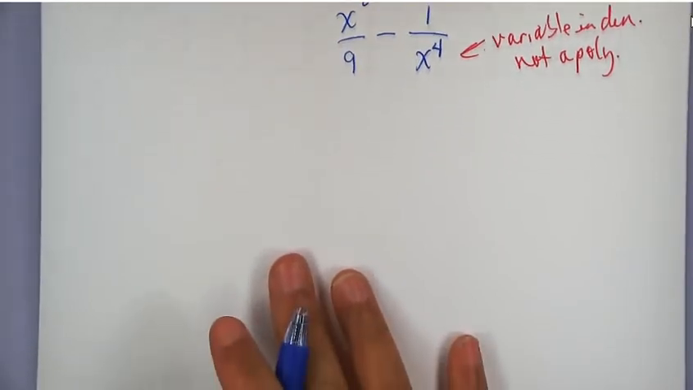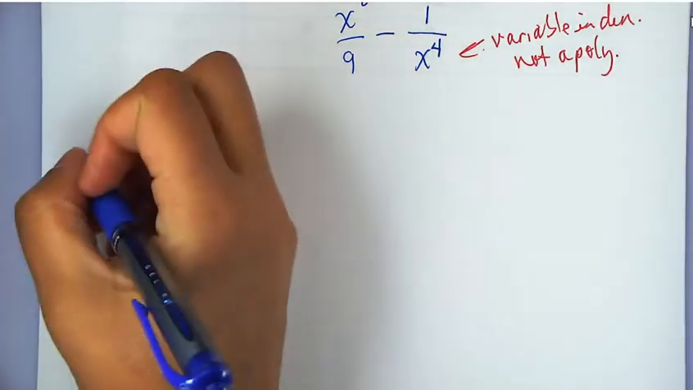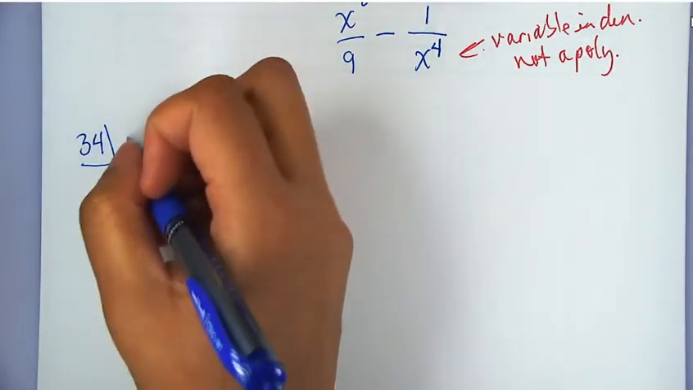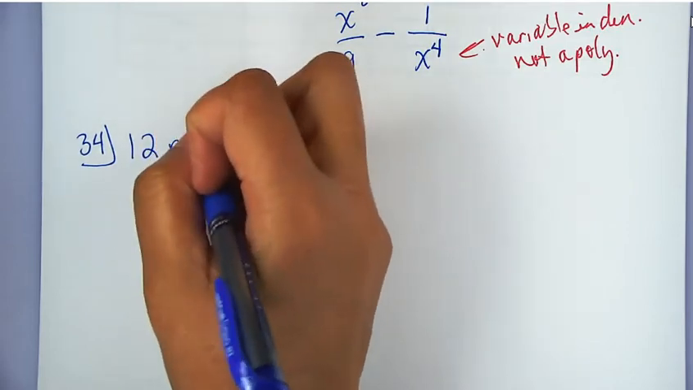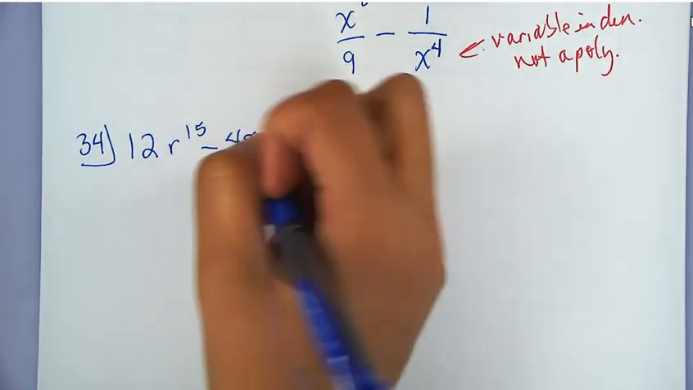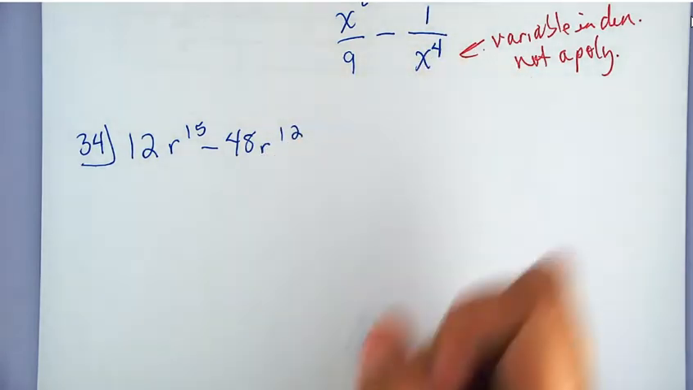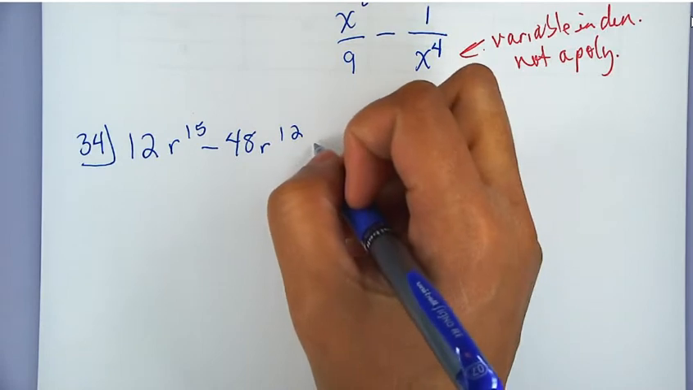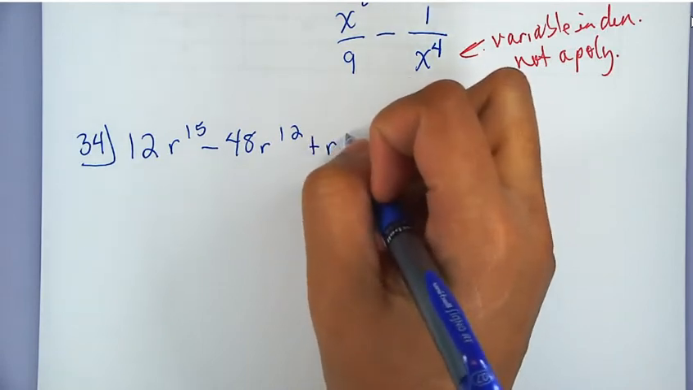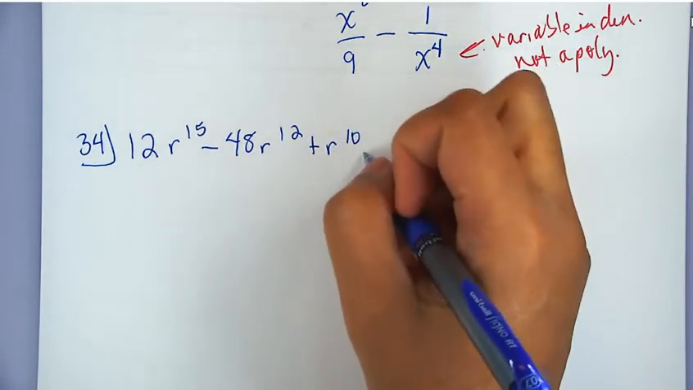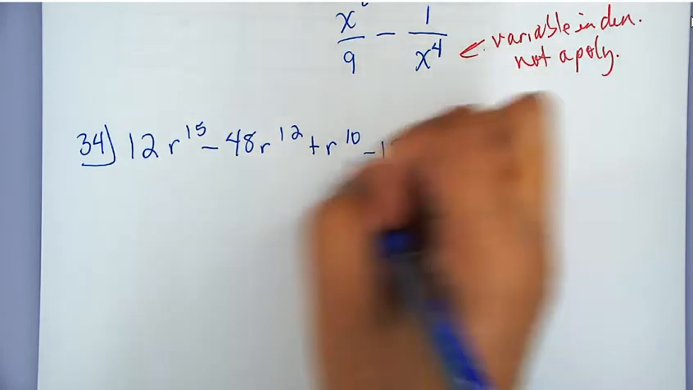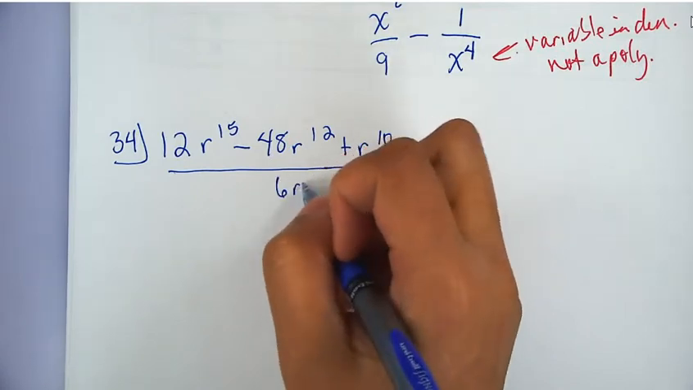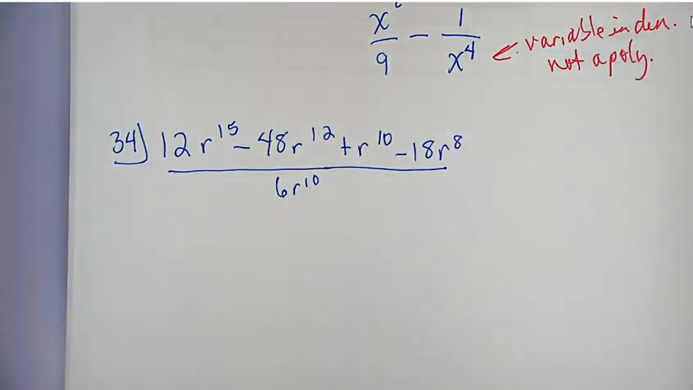34, let's try 34 this time. And I hope that you are trying, again, reminding you to push pause so you can try and figure it out on your own. So we're doing 12r to the 15th minus 48r to the 12th plus r to the 10th minus 18r to the 8th over 6r to the 10th. So that's what we're doing.